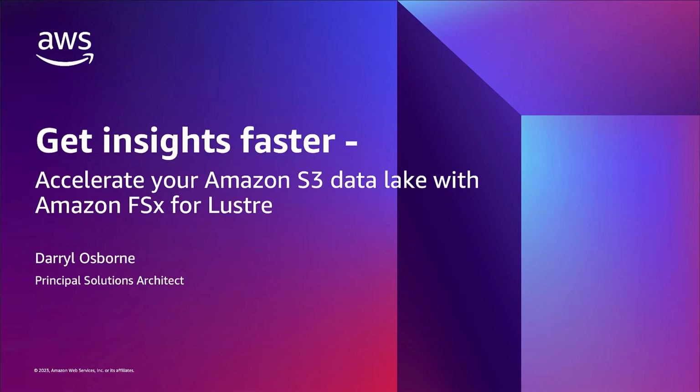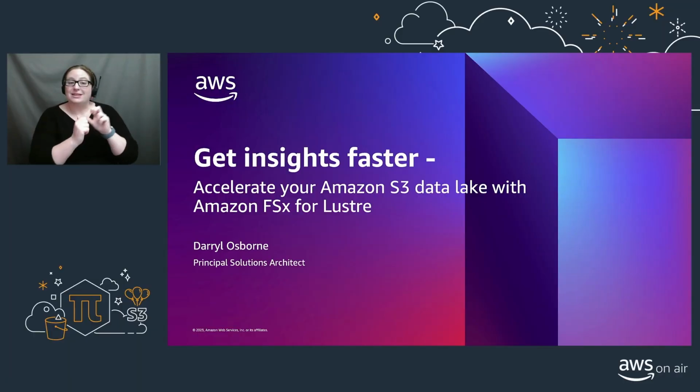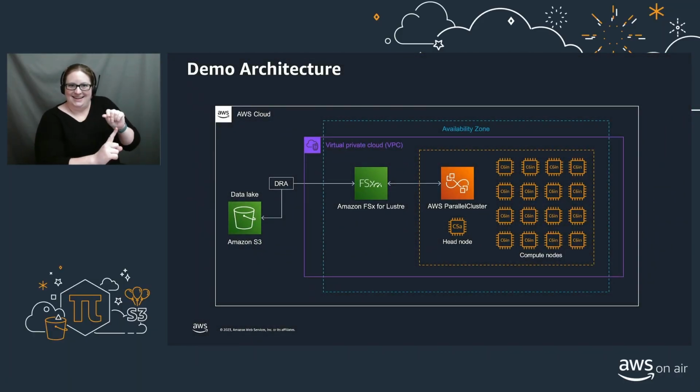I'm here to demonstrate accelerating S3 data lakes using FSx for Lustre. In my demonstration today, I'll be creating an FSx for Lustre file system linked to an S3 bucket. This S3 bucket is the S3 data lake. This environment will be accessible from an AWS ParallelCluster as well.